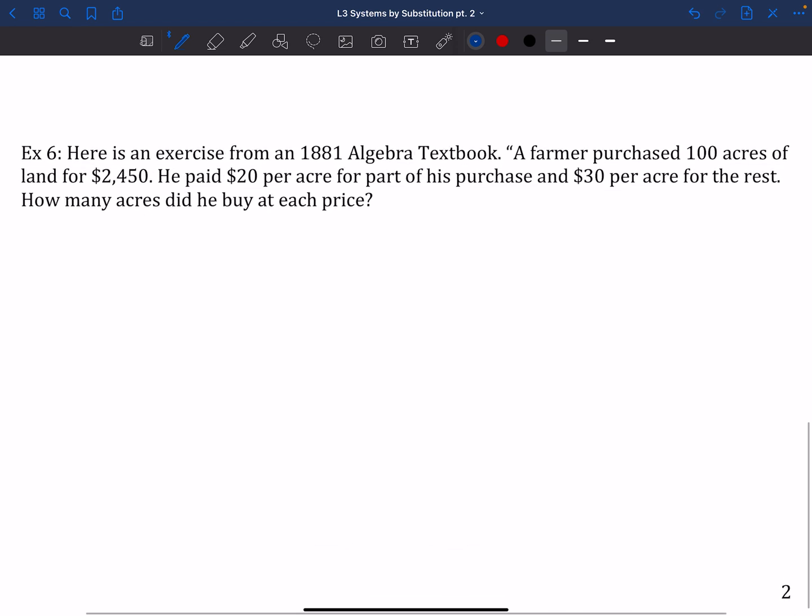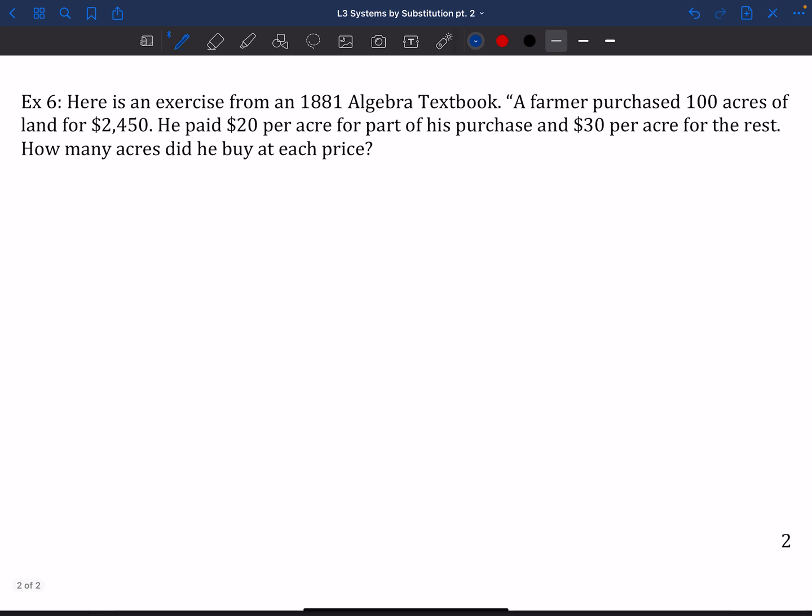number 6. An algebra textbook from 1881 has this problem. It says a farmer purchased 100 acres of land for $2,450. They paid $20 per acre for part of the purchase and $30 per acre for the rest. We want to figure out how many acres they bought at each price. So, a decent chunk of stuff going on in here: 100 acres total, $2,450, $20 per acre for some of it, and $30 per acre for the rest.